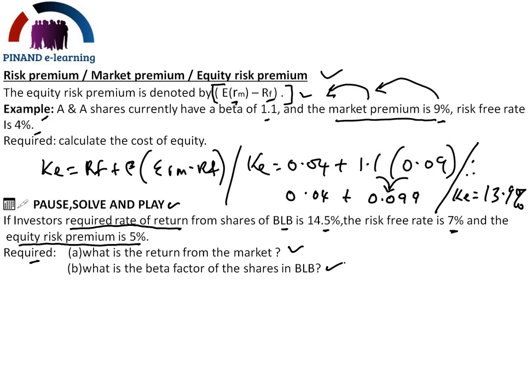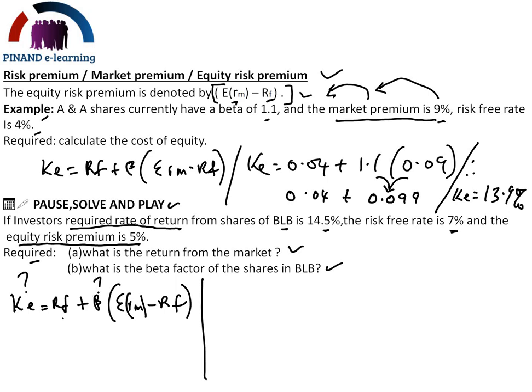But where is the cost of equity? Because if you're telling me the KE is RF plus the beta, close bracket, ERM minus RF. The question is, where is this? Because this is what we're looking for now. I have the premium, which is this. They say the premium is what? 5%. The question is, where is this?